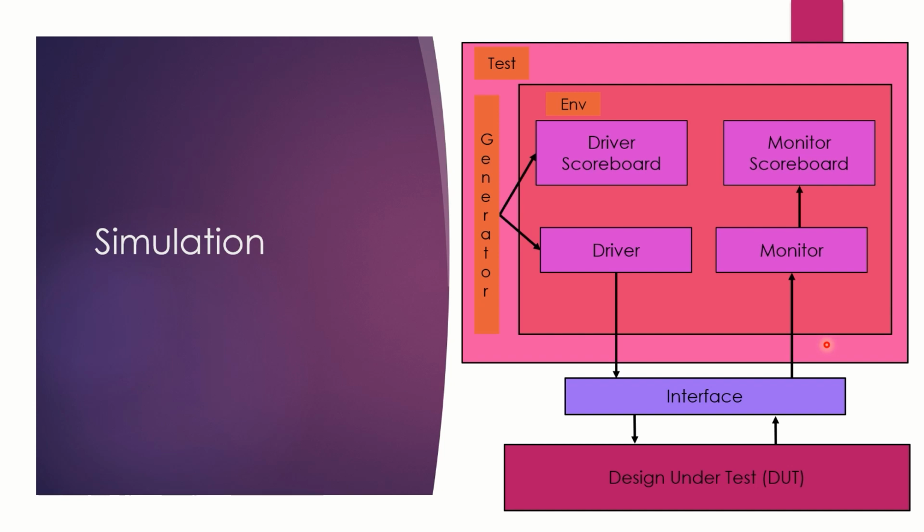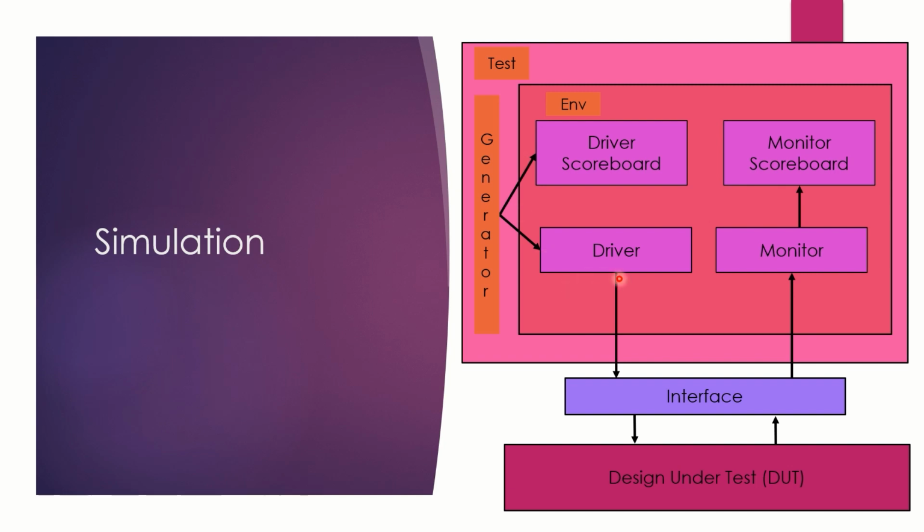DUT is our CDC block which interacts with the test part of the test bench through the interface. Test is the wrapper of all the other blocks that are shown in the diagram. Generator generates test vectors which are given to the driver scoreboard and driver blocks. Environment consists of all the blocks within test, which are driver scoreboard, driver, monitor and monitor scoreboard.